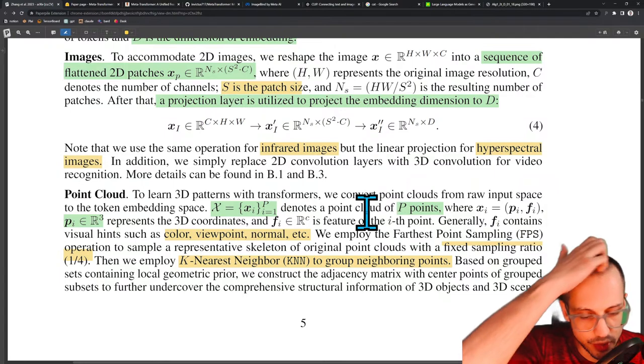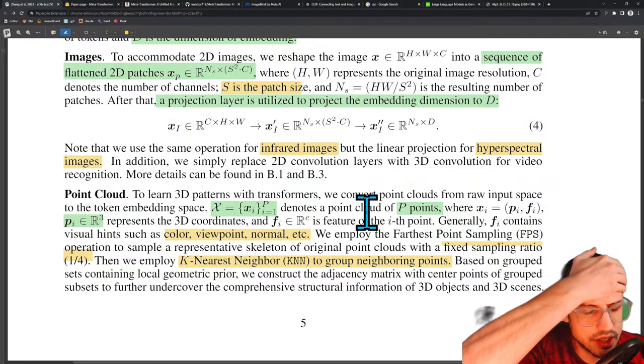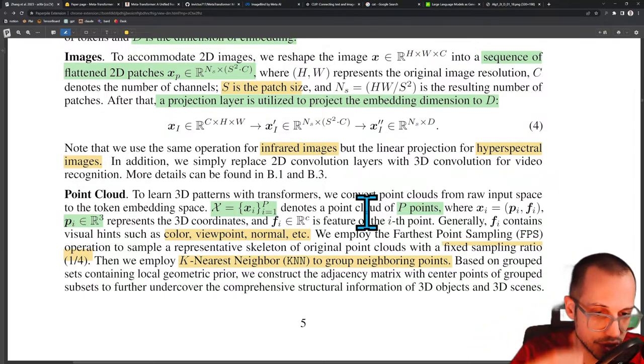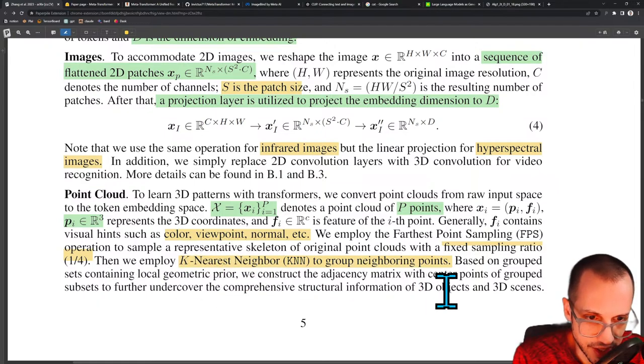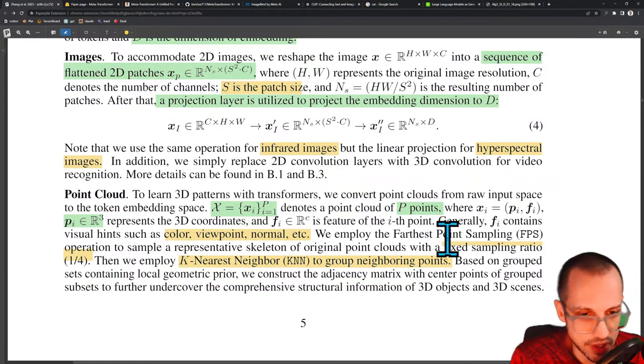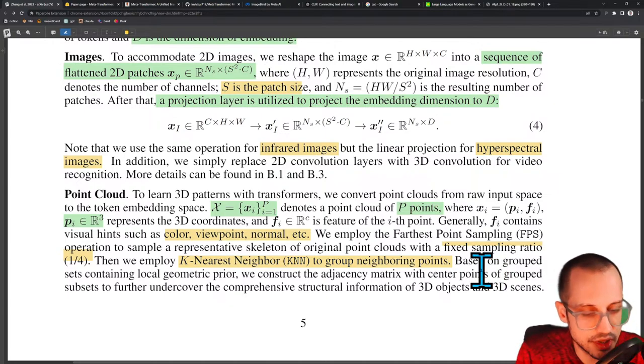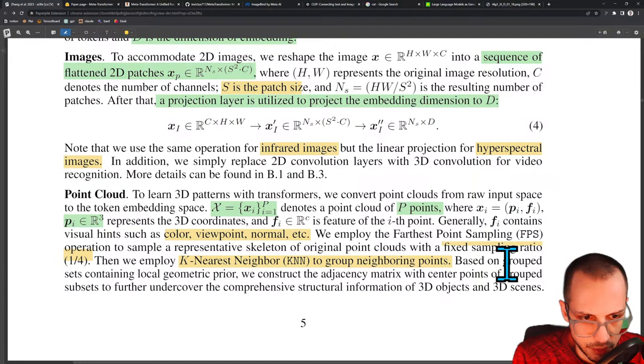These point clouds can get really, really big, so generally if you want to deal with them, you have to make them much smaller, just reduce the number of points P. Clustering them with KNN, you can filter them as well, filtering any points that are far away and not close to other points. "Based on the grouped sets containing a local geometric prior, we construct the adjacency matrix with center points of grouped subsets to further uncover the comprehensive structural information of 3D objects and 3D scenes."